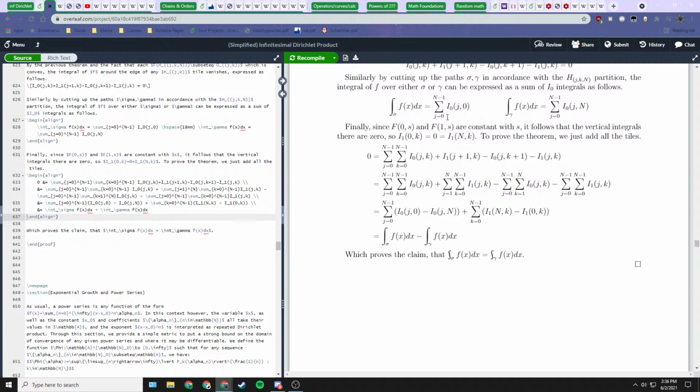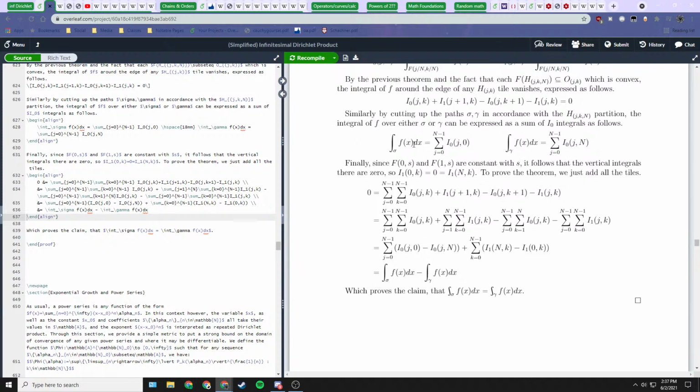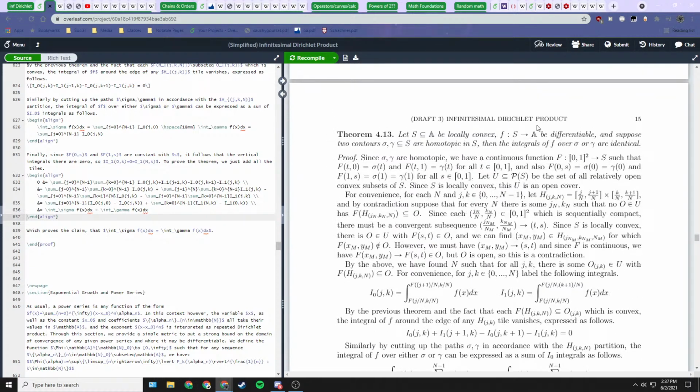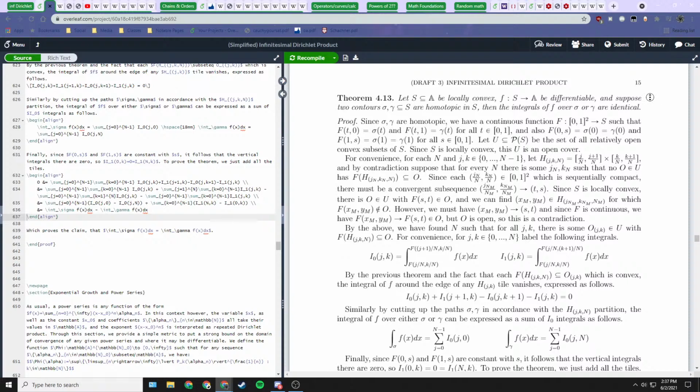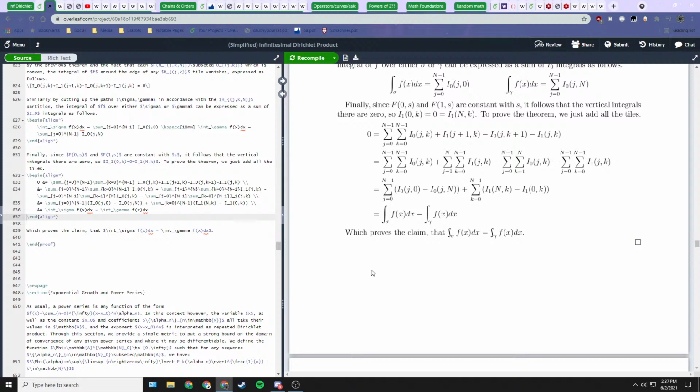So we just add up all these integrals along all these tiles, and then we just rearrange the sum to end up in this position. These ones were 0 by observation here, and these ones are just sigma minus gamma by observation up here. And we just get 0 equals this difference of integrals, and we're done. So that's nice. Any two homotopic curves have the same integral for a differentiable function on a locally convex domain. We can add a corollary.